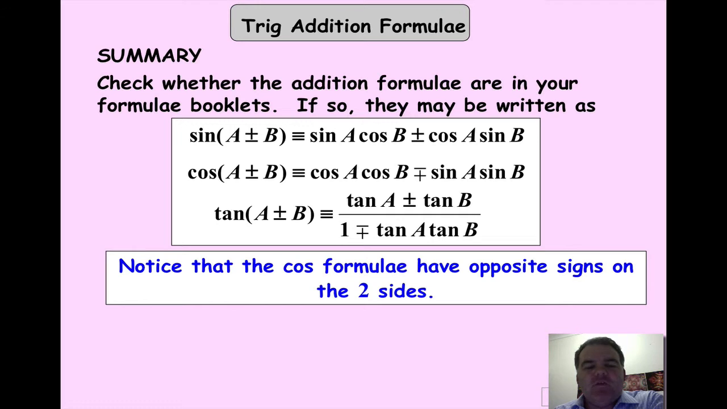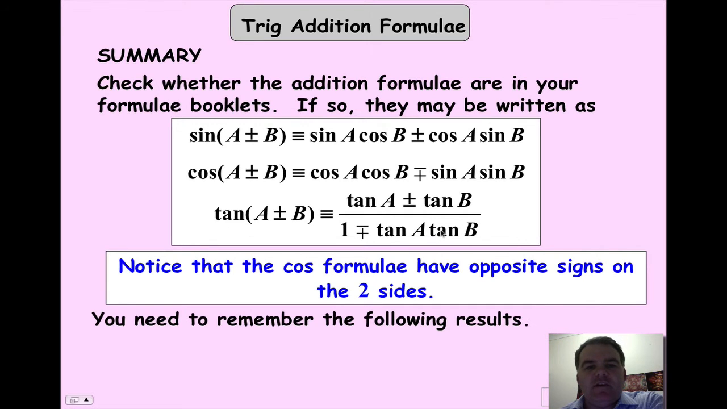Okay, so these are all on your formula sheet. Notice that here we've got A plus B, and over here the plus or minus between A and B. In the cos one, we've got plus or minus and minus plus. That just means if you go cos A plus B, it's cos A cos B minus sine A sine B. You take the top one. Same for the tan identity.